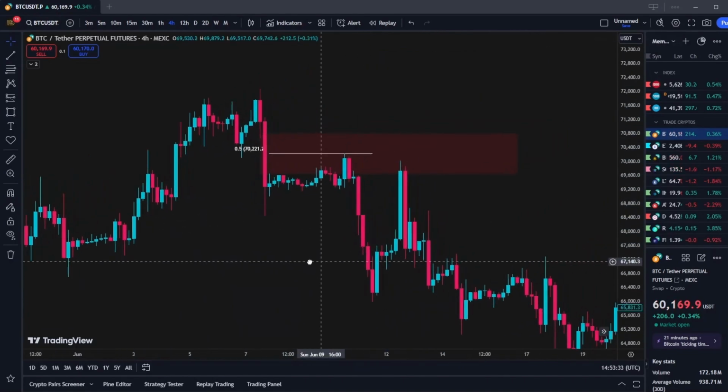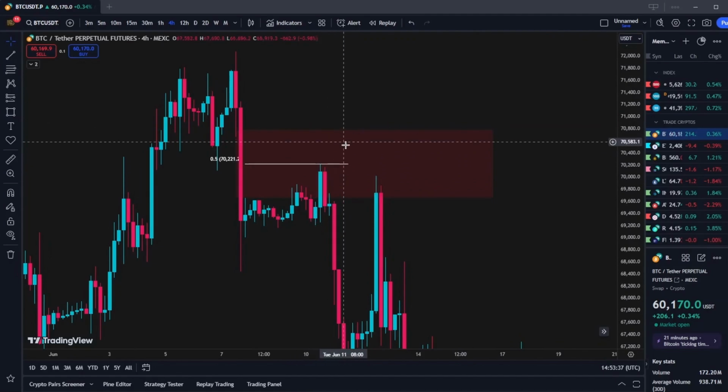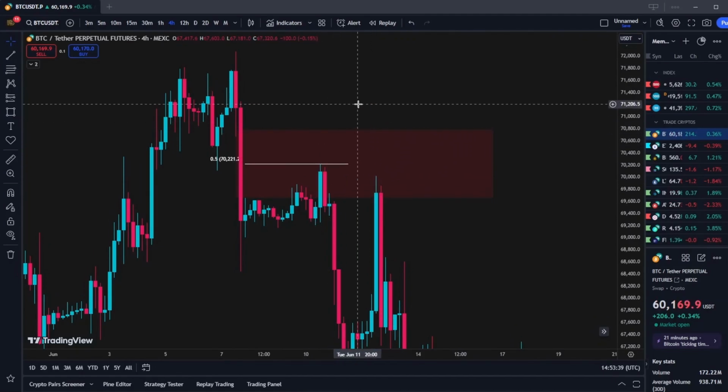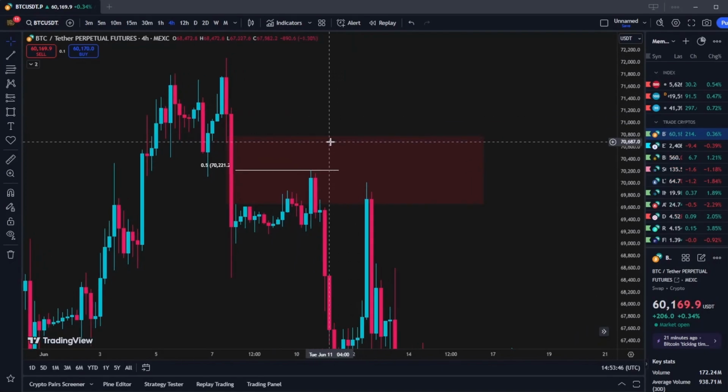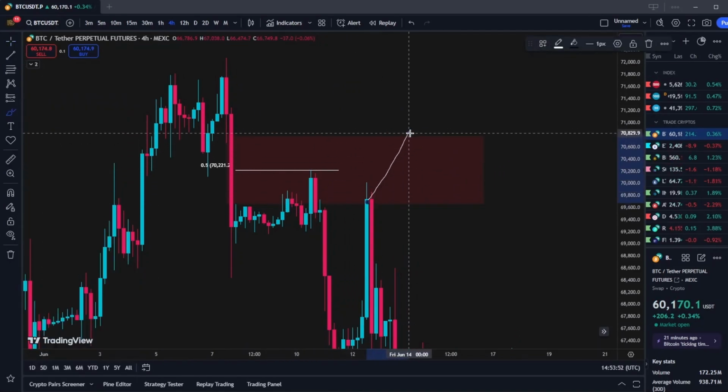Now, the key thing to also remember with fair value gaps is that once they do get filled 100% of the way, they are no longer valid. Fair value gaps do not work similar to order blocks or supply and demand areas where they can be hit multiple times and the price will still respect that area. Fair value gaps, once they are fully filled, will no longer be applicable for entry.